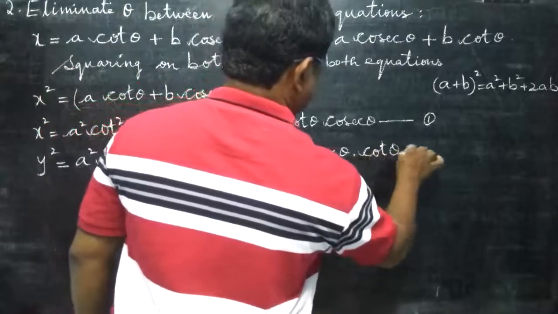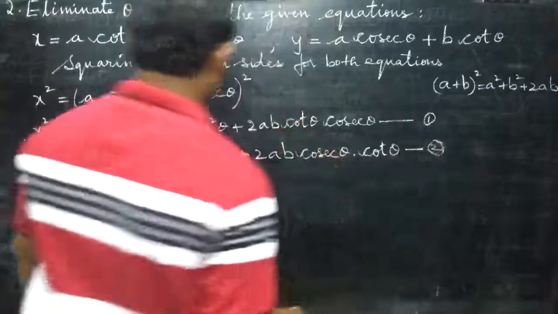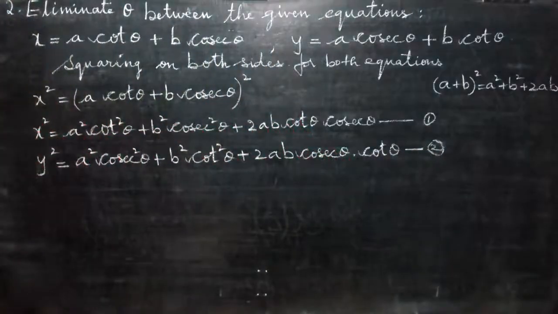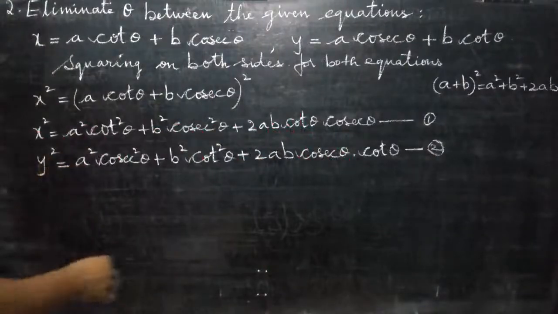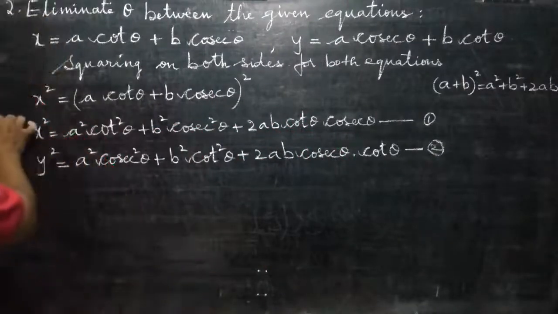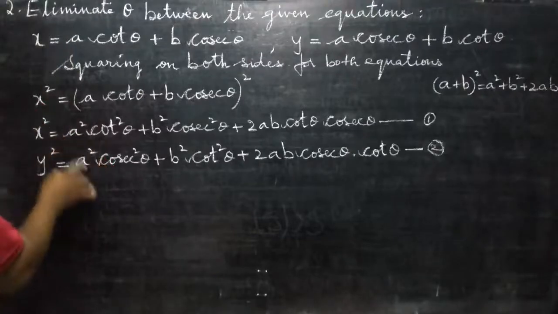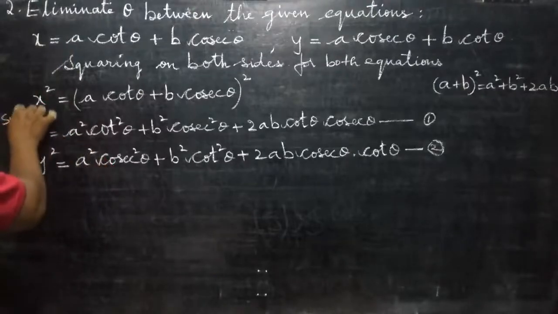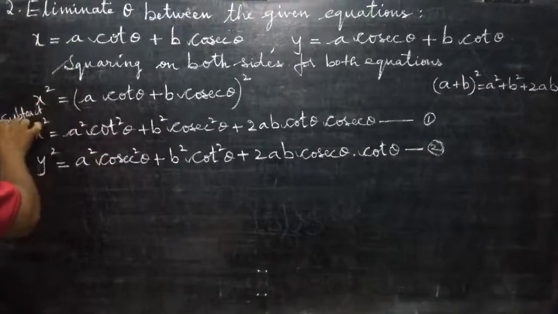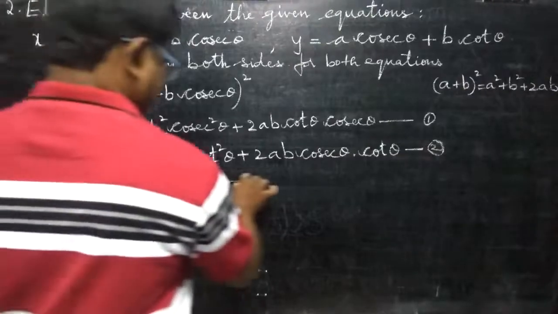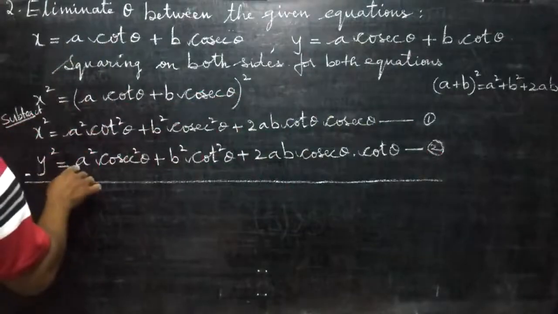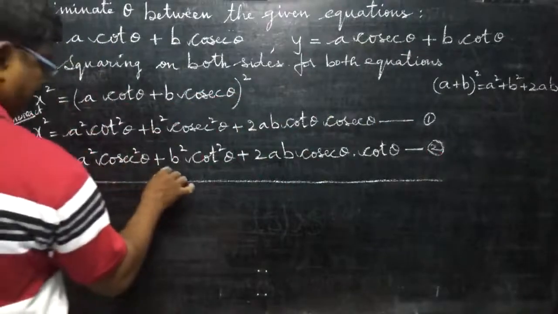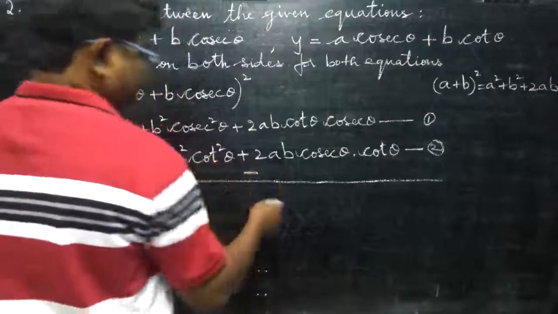Think of this as equation 2. Are you able to follow? Now, do subtraction. We have two simultaneous equations, and we know how to do simultaneous equations. Subtract. Now plus will become minus, plus will become minus, plus will become minus, plus will become minus.